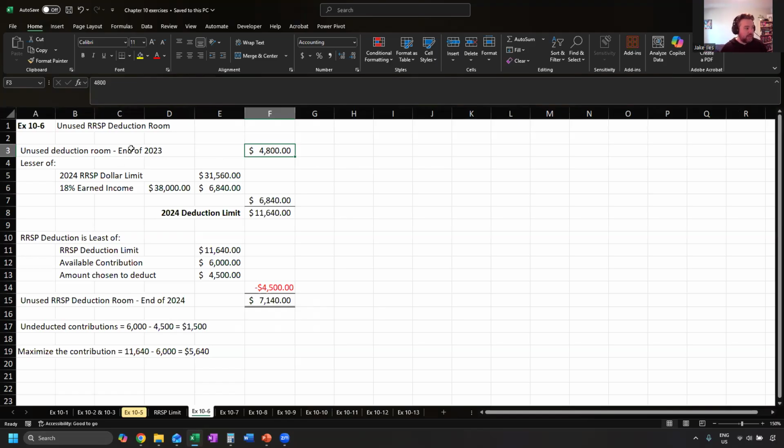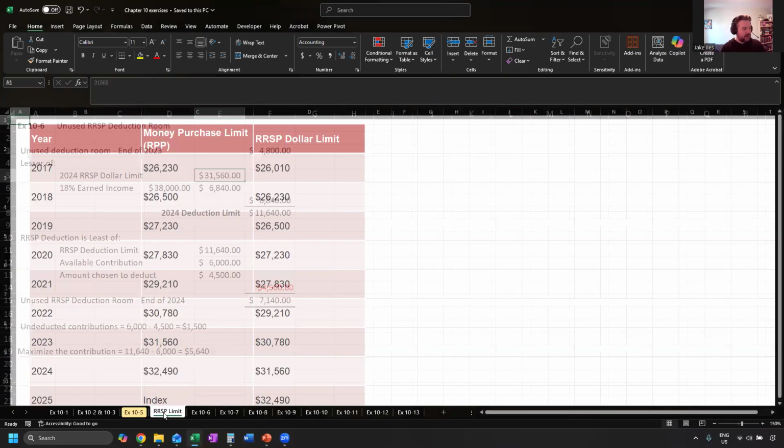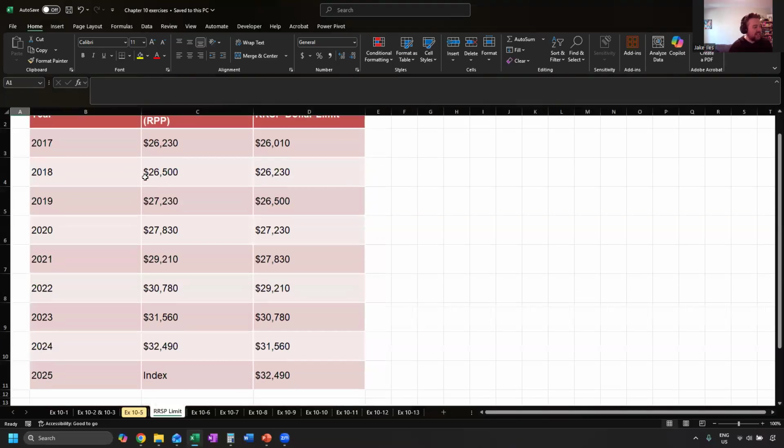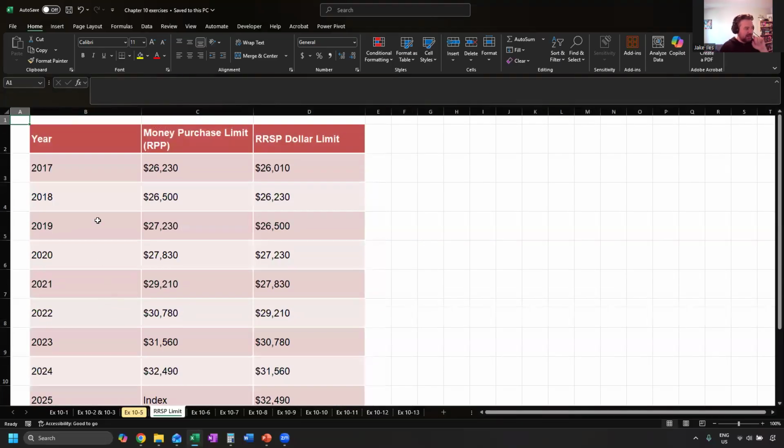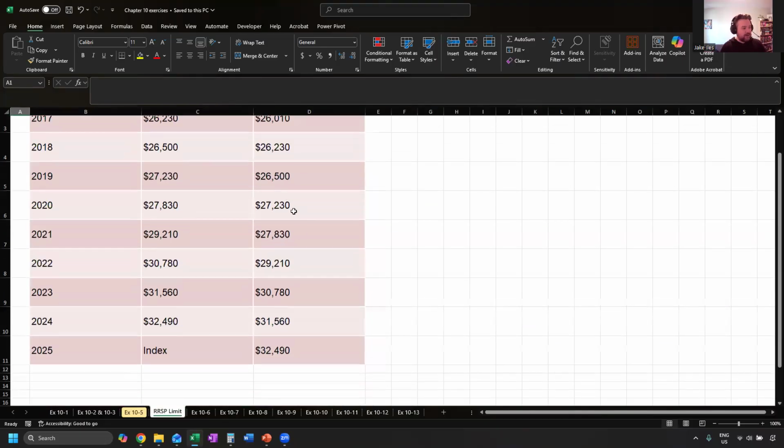So at the end of 2023, we need to use his 2023 income, which we're told is $38,000, and we can contribute up to 18% of that. So that's 38,000 times 18%, which is 6,840. We can contribute 18% up to this limit. I have this tab here, RSP limits, that details the limits for the last about 8 years, and you can see that this dollar limit goes up every year.